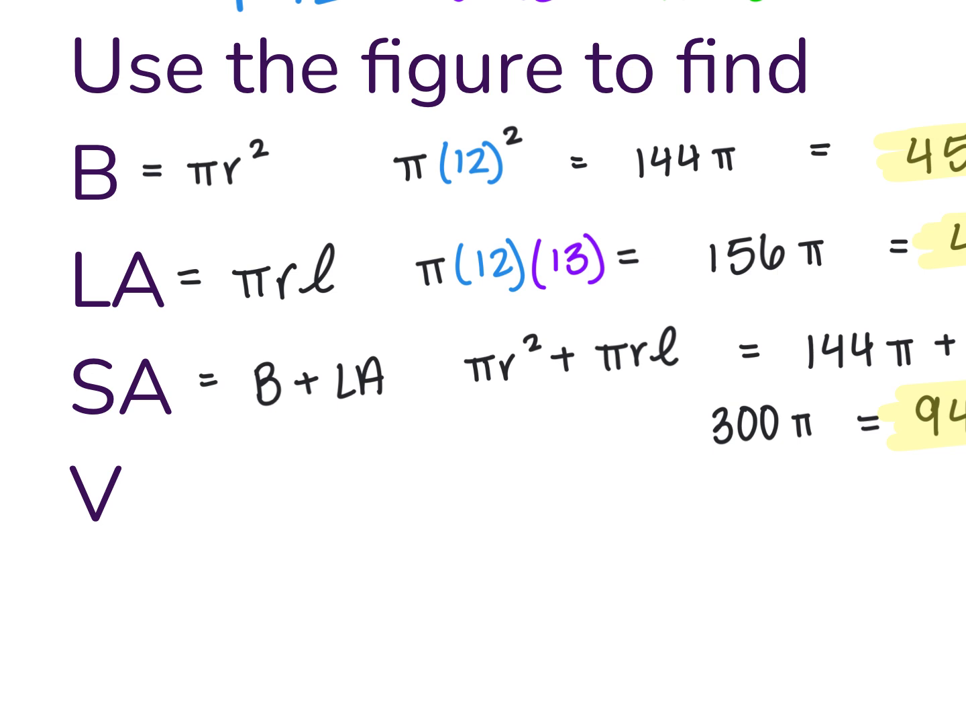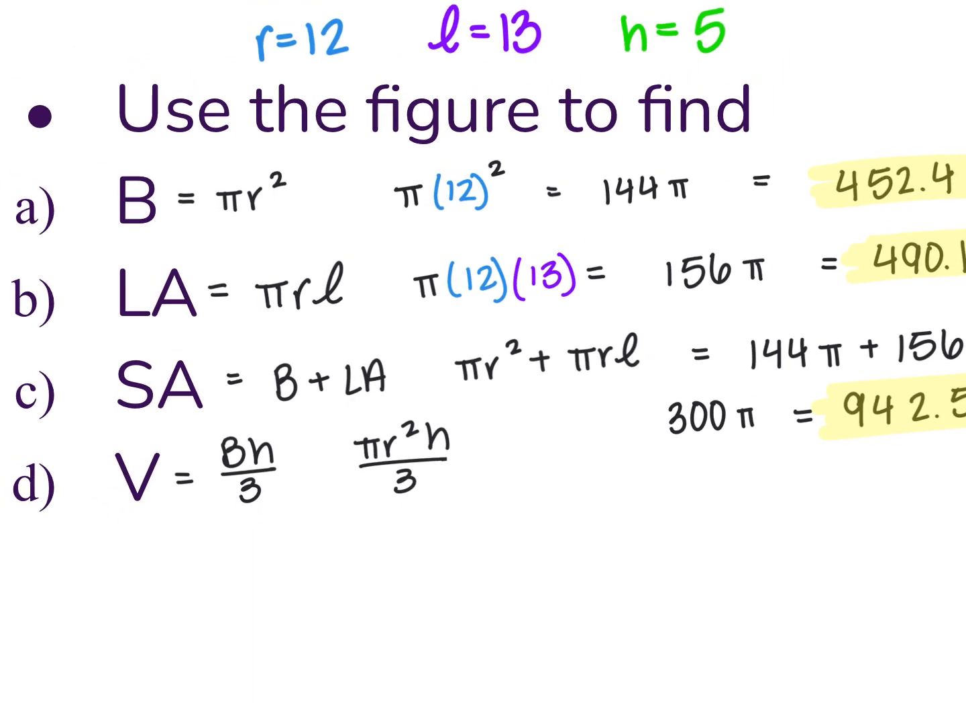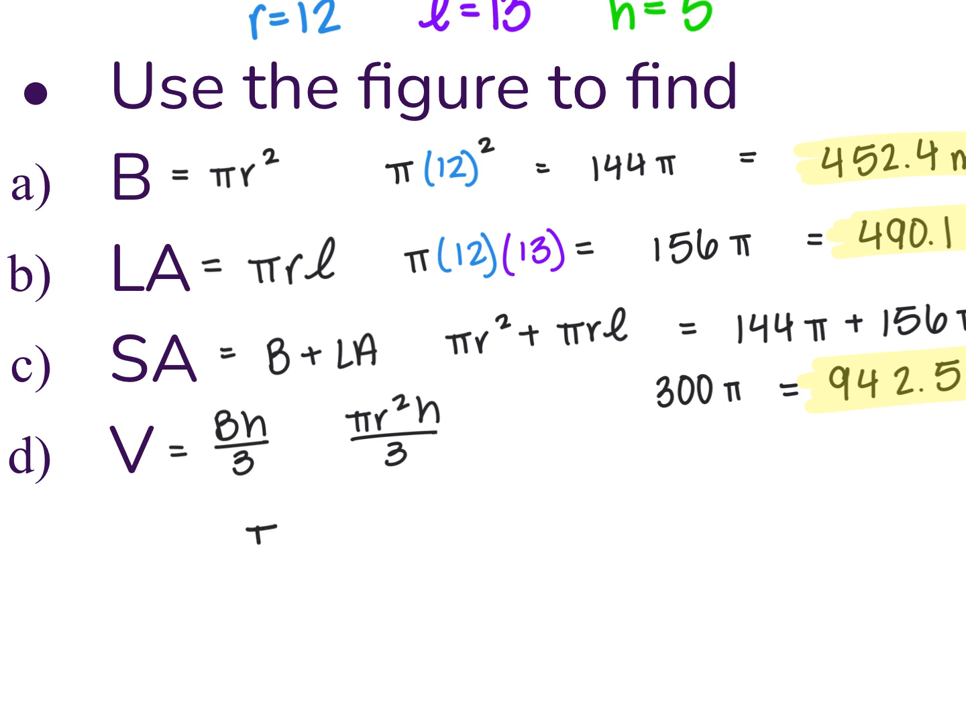I have to know the formula for volume. It's the area of my base times my height divided by 3, which is the same thing as saying pi r squared times height divided by 3, or multiplied by a third. You could put either one. So I'm going to have pi times my radius, which is 12, squared. Then I'm going to multiply it times my height.